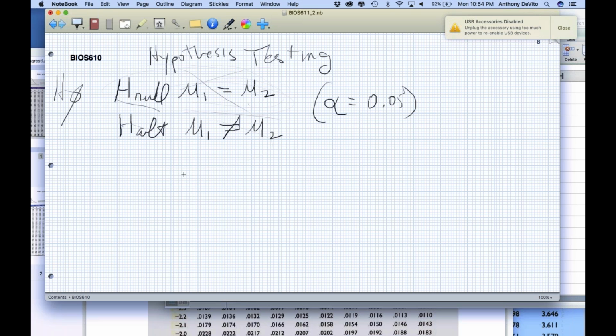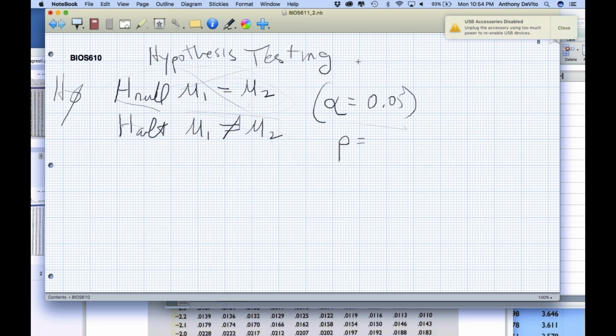Okay. Notice that I say reject the null hypothesis, assuming that we prove there's less than 5% chance of them not being different, and then accept the alternative hypothesis. How are we going to do this? Well, we're going to calculate a probability of being wrong.